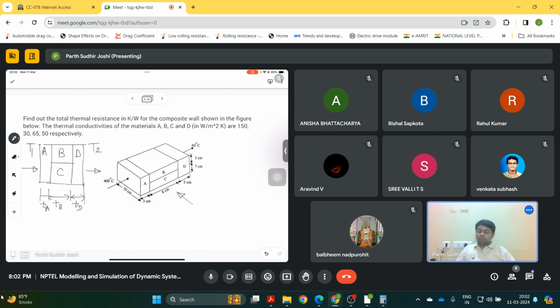Now if we want to find out the thermal resistance of this wall, how do we go about solving this problem? Does anyone have any idea how we can solve this kind of a problem? Think in terms of the electrical analogy. Let us say we have different resistors in series and parallel. How can we apply that kind of an analogy in this case?